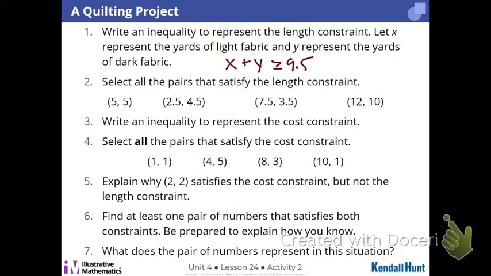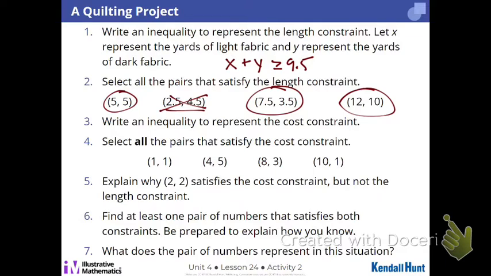I did X. So here I got 10. Does 10 work? Yep. Here I got 7. Does 7 work? Here I got 11. Does 11 work? And here I got 22. Is that enough? Yeah. Okay, all these work. These all will get us at least 9.5 yards, okay? Now I need the cost constraint.